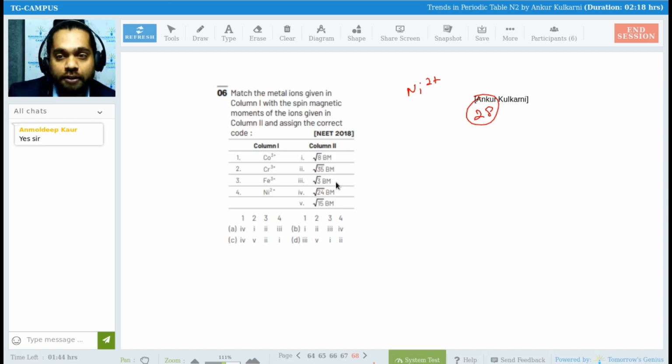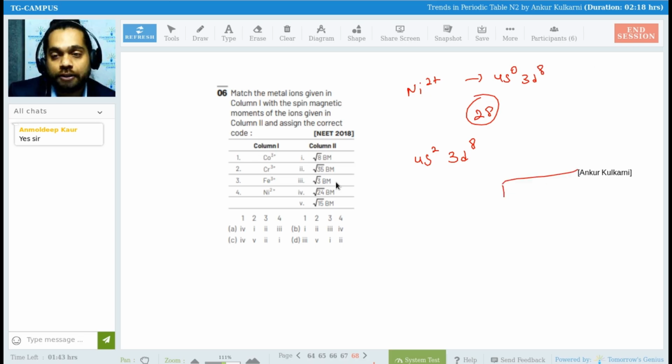It is 28. So it is 4s2 3d8. Yes, 4s2 3d8. Okay. So if I see the 2+, it is 4s0 3d8. Now I need the unpaired electrons. Correct? I need the unpaired electrons. So over here 1, 2, 3, 4, 5, 6, 7, 8. Yeah. So 2 unpaired electrons.